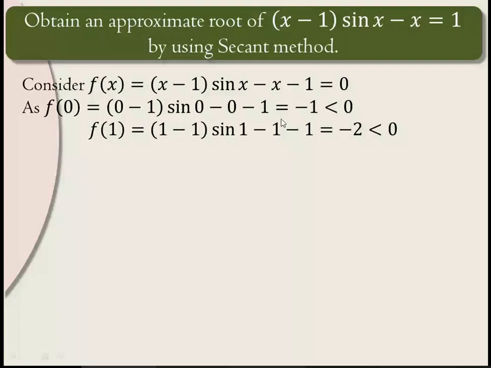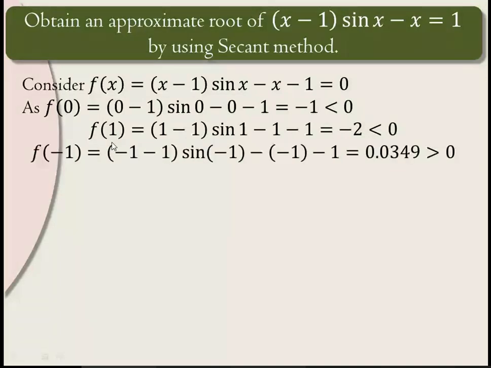Now these two do not have opposite signs, so we have to search for some more points. You can try with plus 1 or minus 1. As this is decreasing, you can try with minus 1. f of minus 1 is (minus 1 minus 1) into sine of minus 1, minus (minus 1), minus 1. And you can see this comes out to be 0.0349, and this is positive.